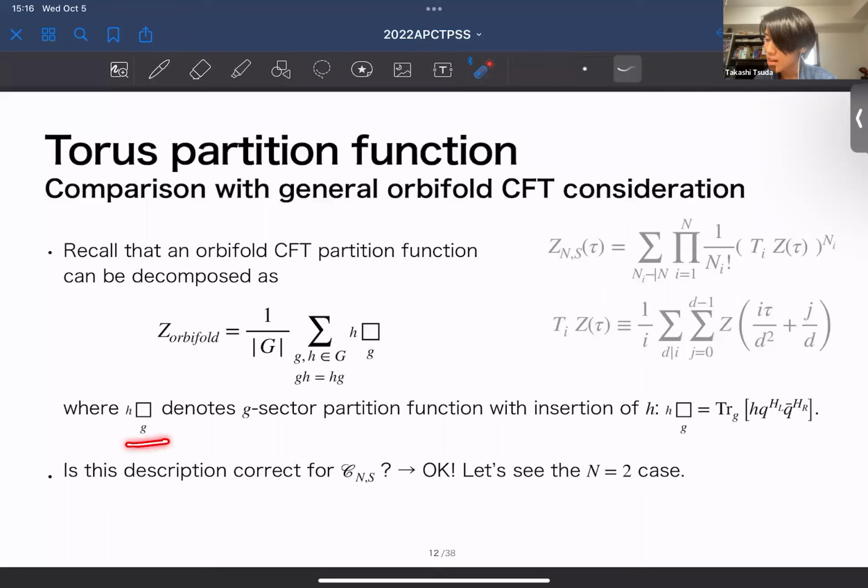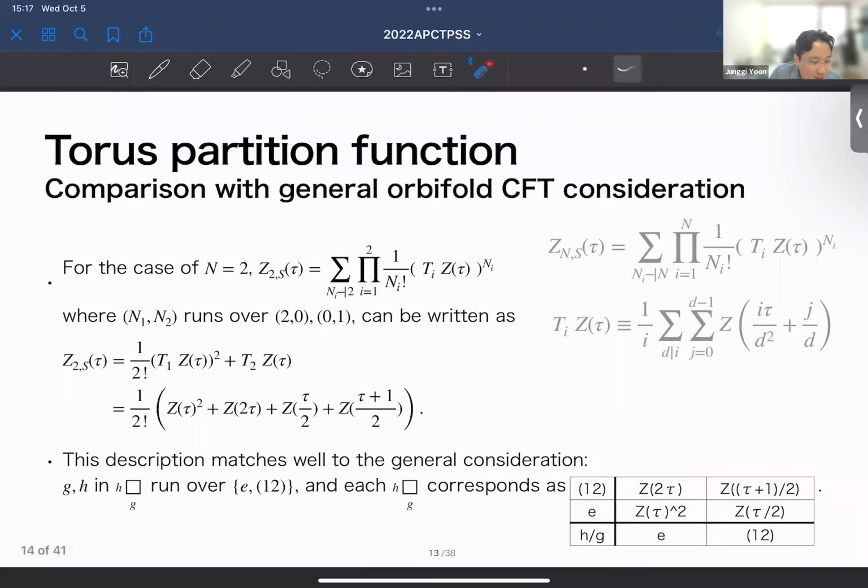And this box denotes the g-twisted sector partition function with insertion of h in the time direction, like this. And we can interpret this representation as this box description. Let's see the N=2 case.